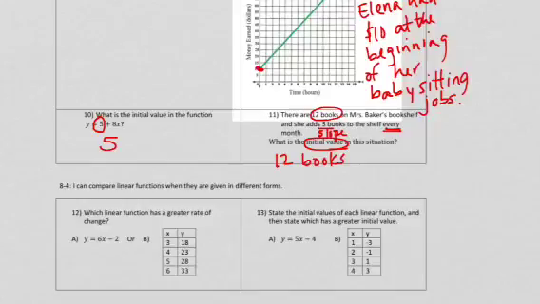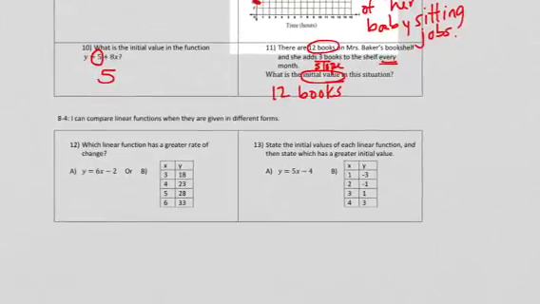For section 8.4, which linear function has a greater rate of change? So rate of change is the slope. So the slope in this problem is 6. So I'm going to say the rate of change is 6. On the test, I will ask you what the rate of change for each one is. So you're going to have to write it on the test. You might as well write it on here too.